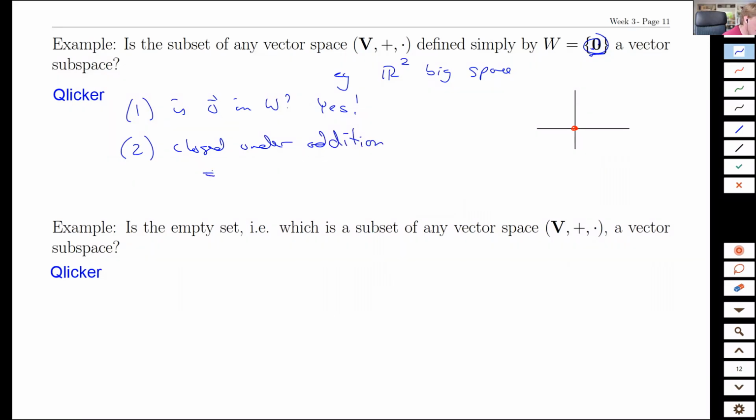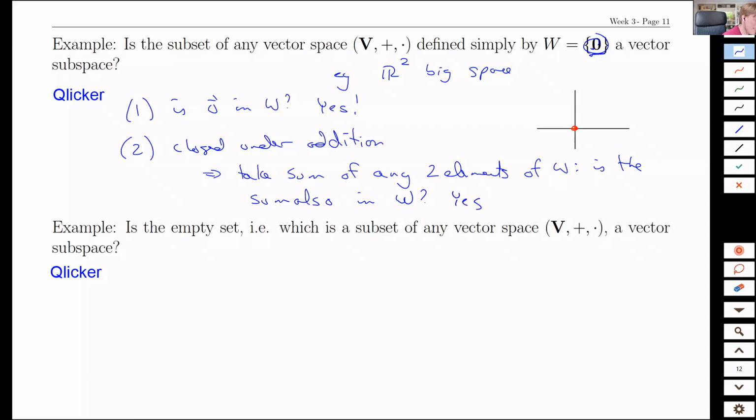Well, that means take the sum of any 2 elements of W, and ask, is the sum also in W? Well, the answer to that is yes, because the only thing you have to add is 0. So if I take 0 and add it to the 0 vector again, one of the properties of a vector subspace is that we get the 0, and that is also in W. There's nothing else we can add because 0 is the only thing in our set.